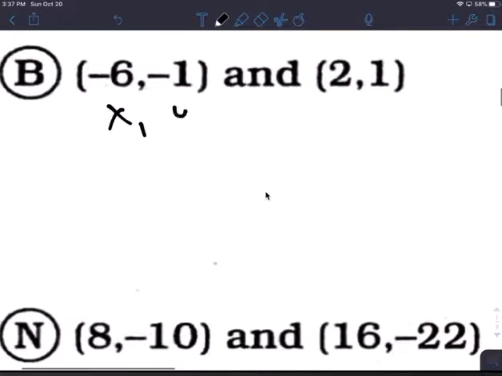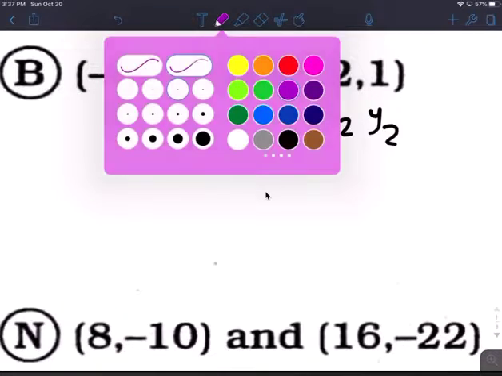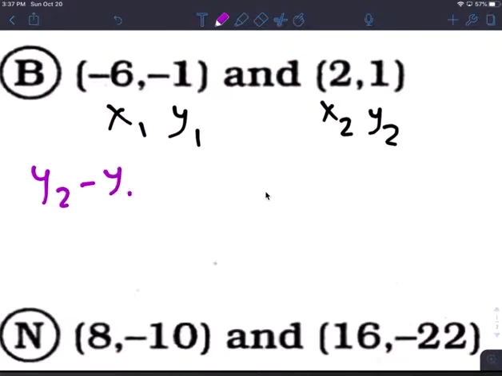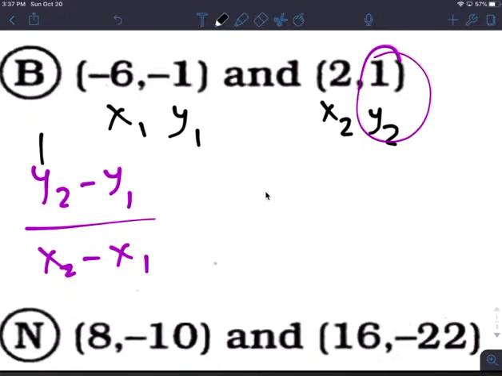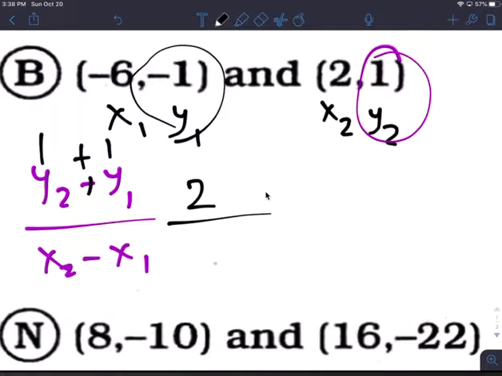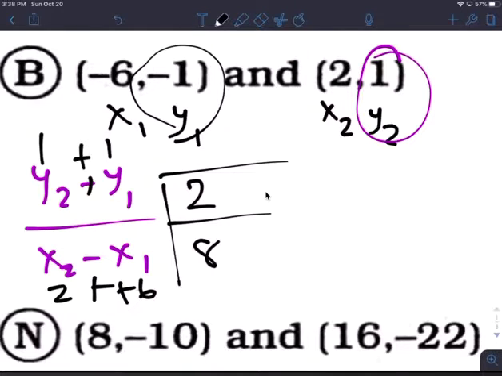Same thing here. X sub 1, y sub 1, x sub 2, y sub 2. Okay, so you got y sub 2 minus y sub 1 over x sub 2 minus x sub 1. Y sub 2 is 1, so 1 minus a negative 1. Minus, okay, so 2 negatives like this makes a plus. That's 2 over 2 minus a negative 6. 8, reduce by 2, you get 1 over 4.